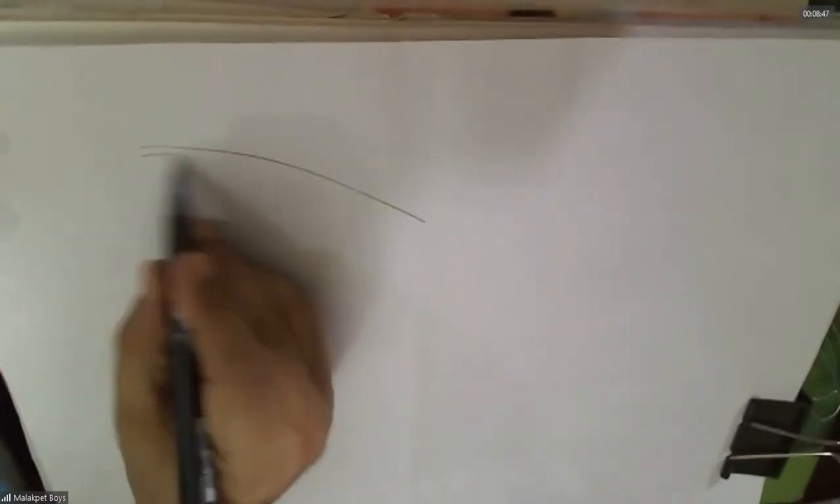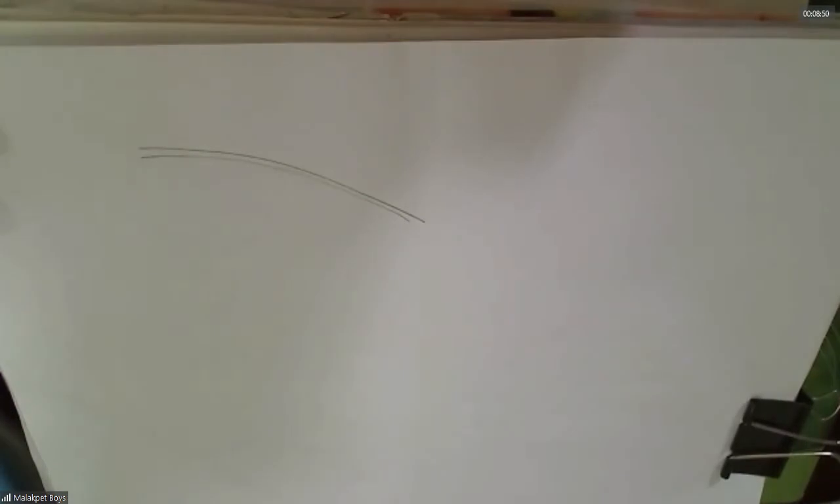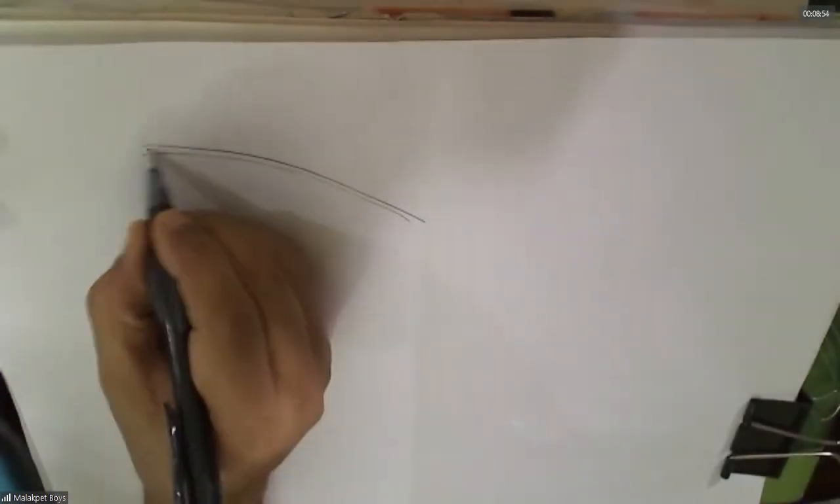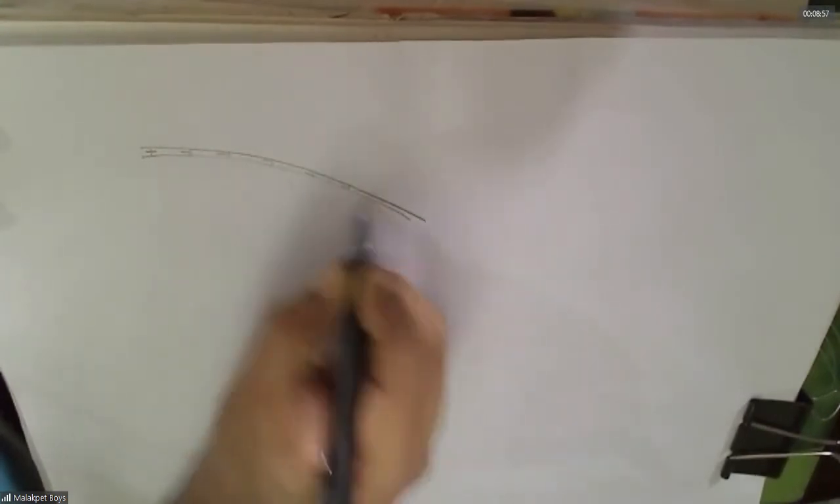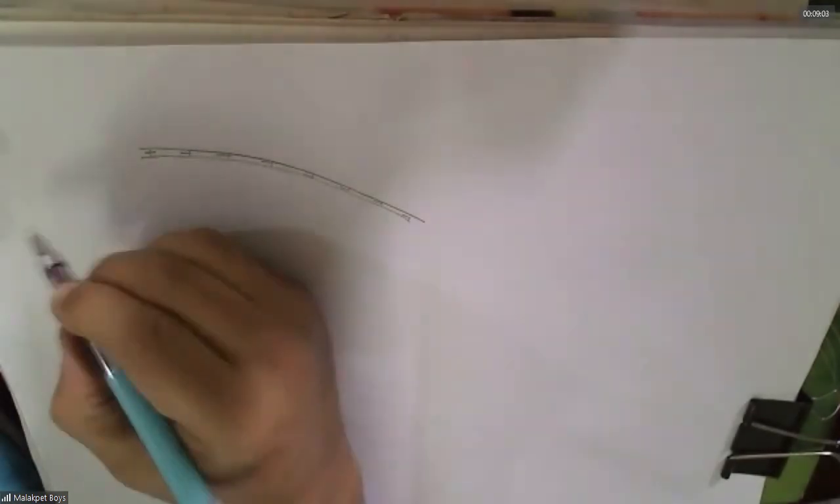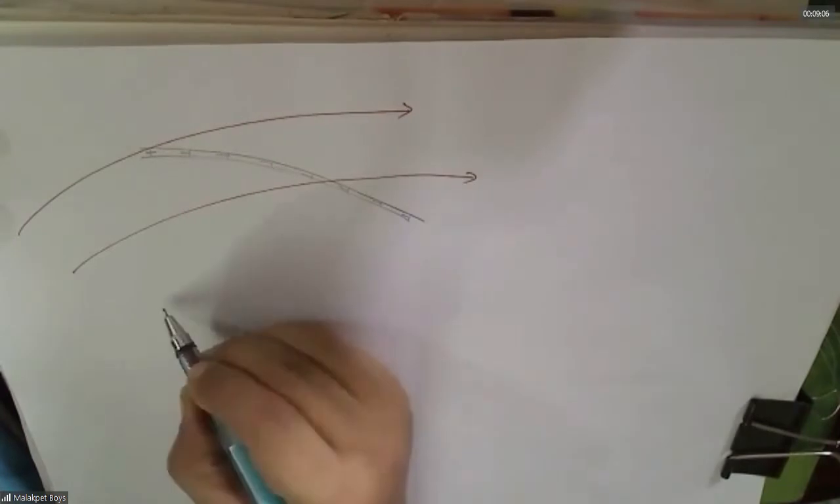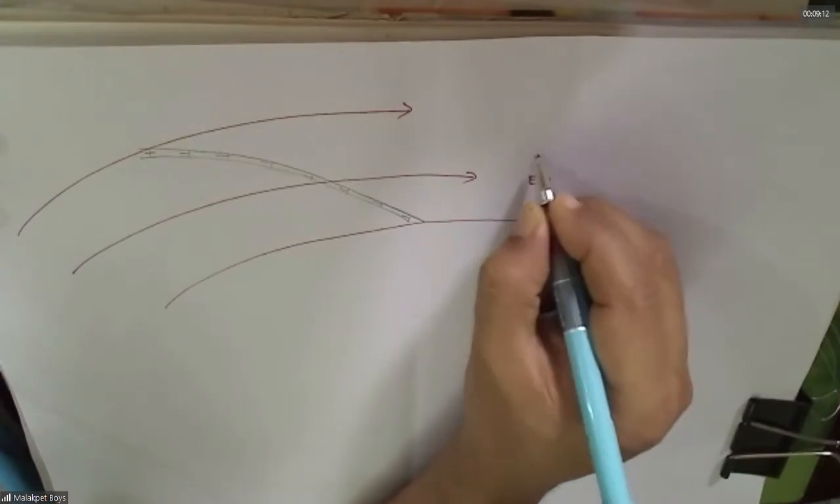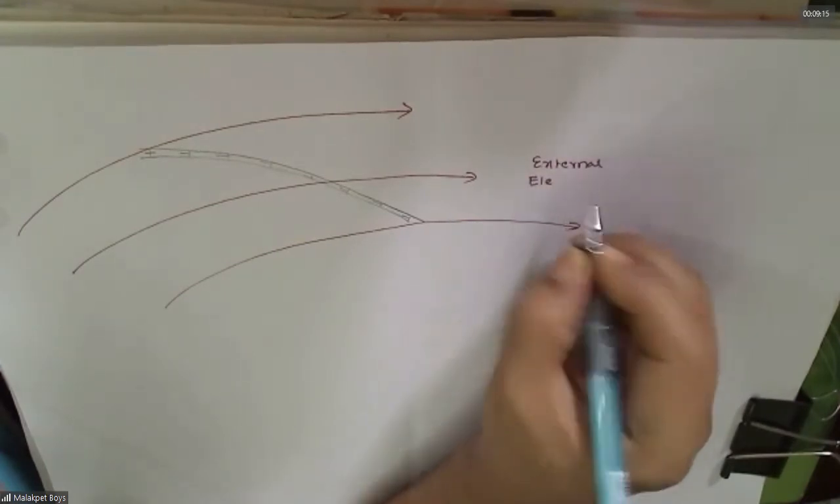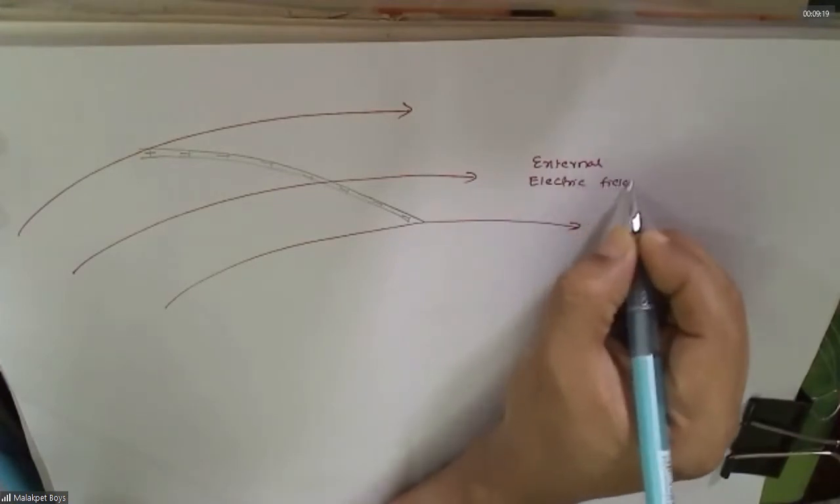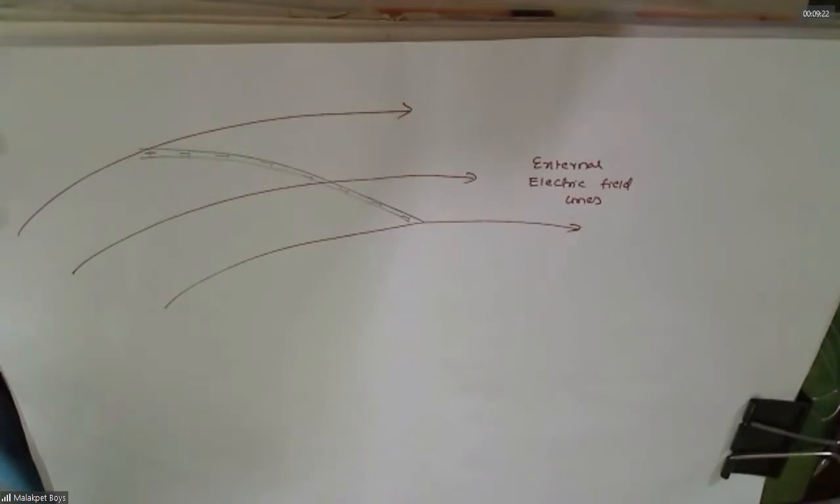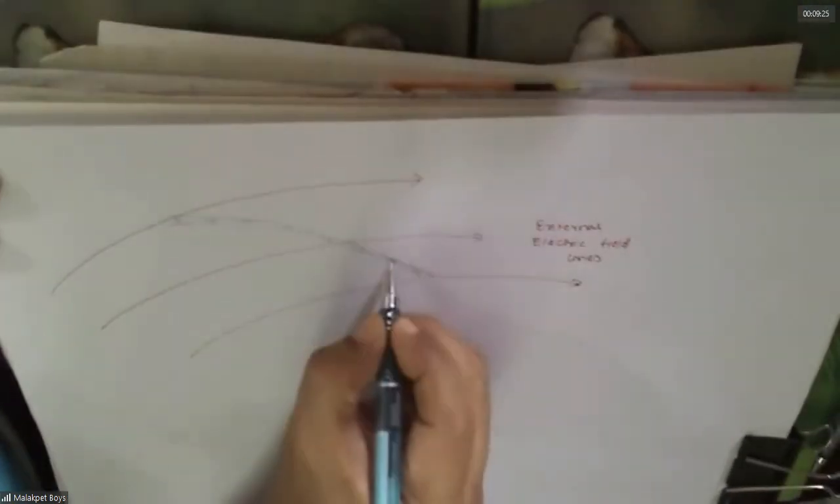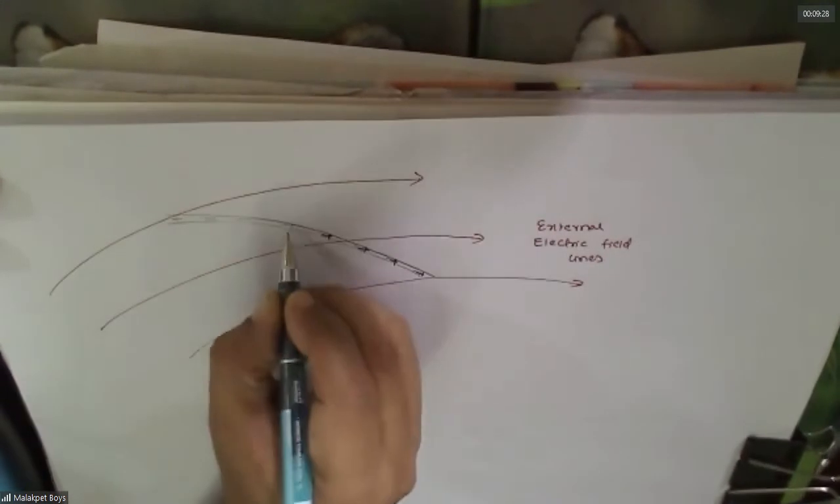Suppose there is a conductor like this. This is some surface. Now there is an external field in this. So that is an external field. So definitely you can see this conductor is positively charged, no?